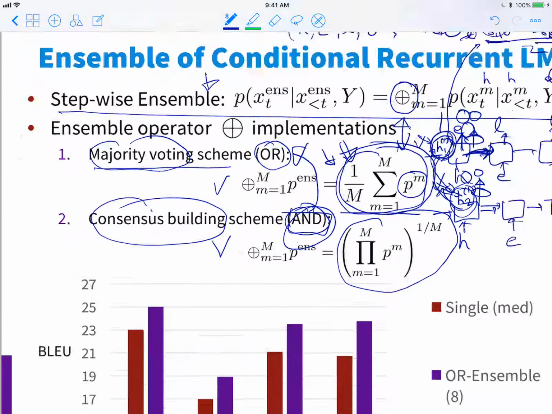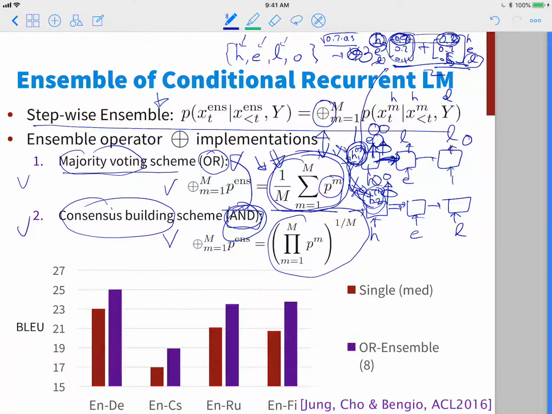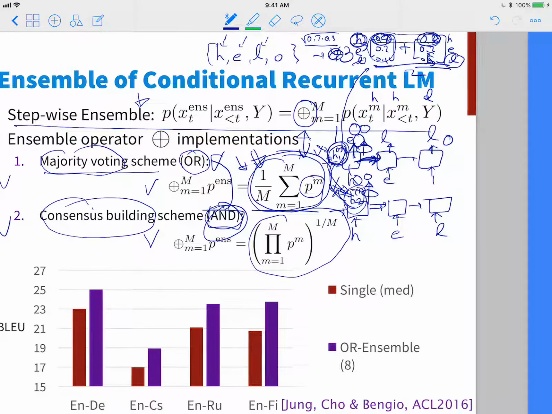Okay, so in conclusion, I'm not sure which method is more preferred, but I think both work well, comparatively with each other. Okay.